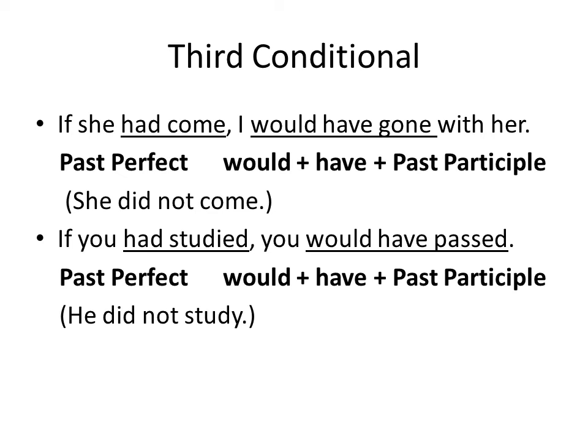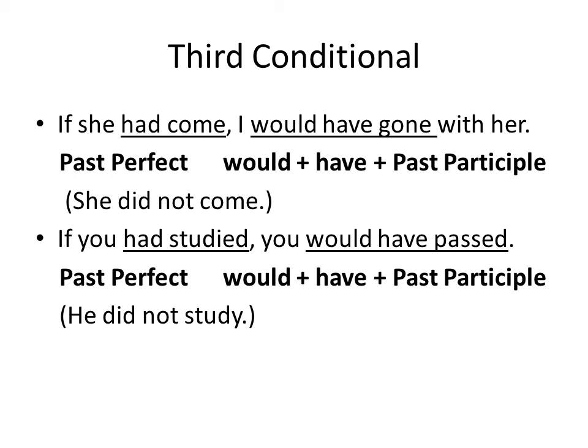Let's see some examples of third conditional. If she had come, I would have gone with her. But what really happened was that she did not come. Next example. If you had studied, you would have passed. But what really happened was that he did not study.